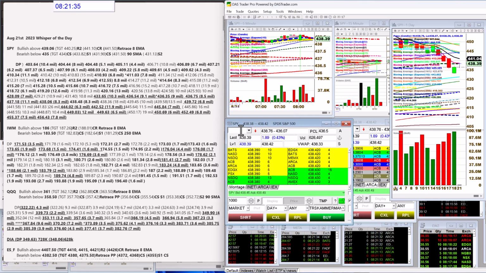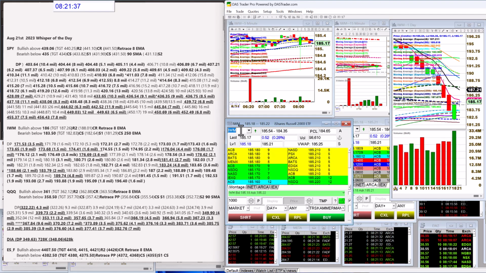Let's check out the IWM. New level on that. 2.1 million came in at 183.66. So, yep, we're going to be bullish above 186. And here's our trade of the day, right? The retracement trade to the 8 EMA or bearish below 183.50.